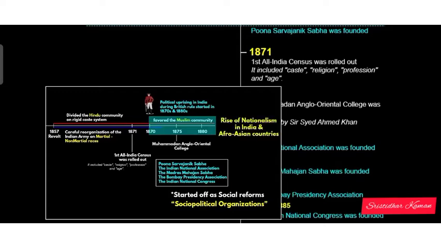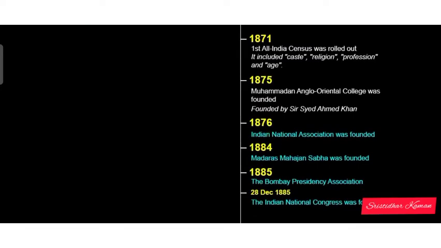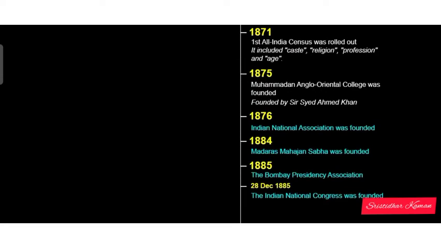The late 19th and early 20th centuries witnessed the rise of nationalism not just in India, but in many Afro-Asian countries. In India, the most important political group which went on to become the widespread political party of that time was the Indian National Congress. It was formed in 1885.